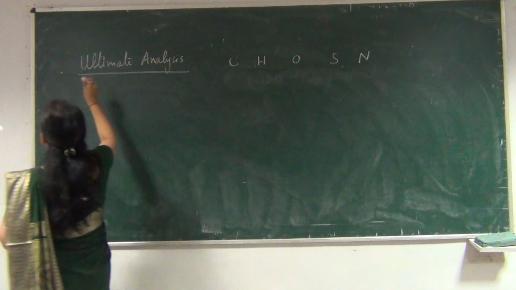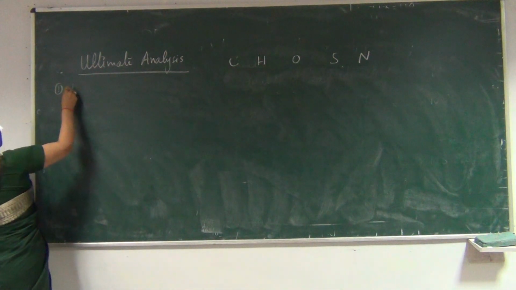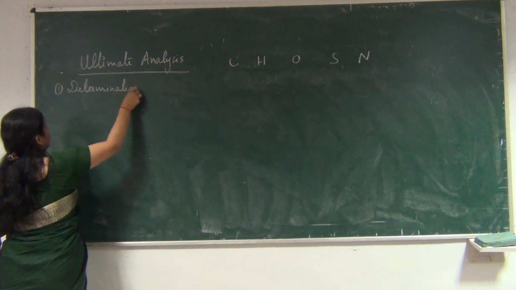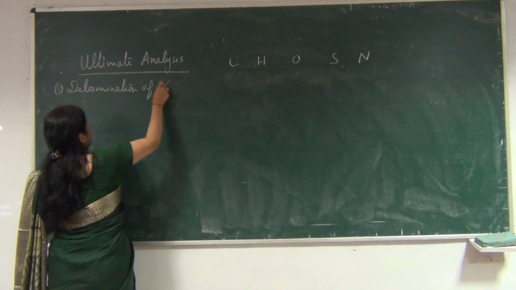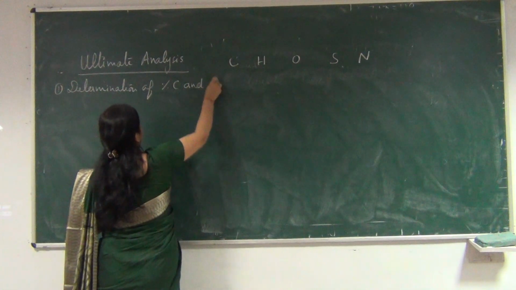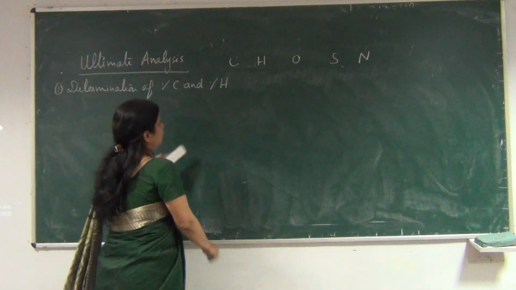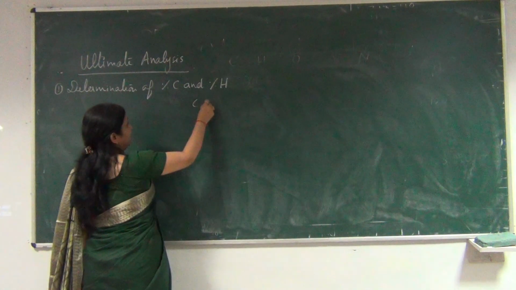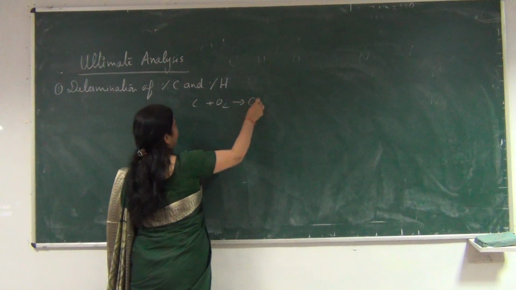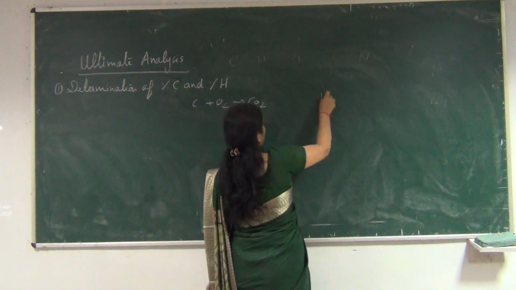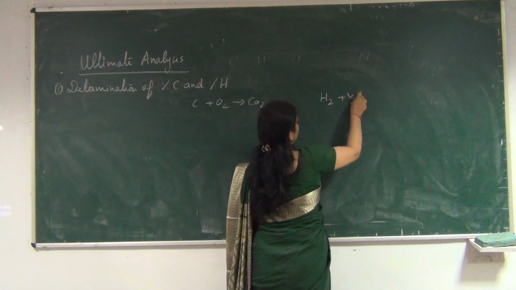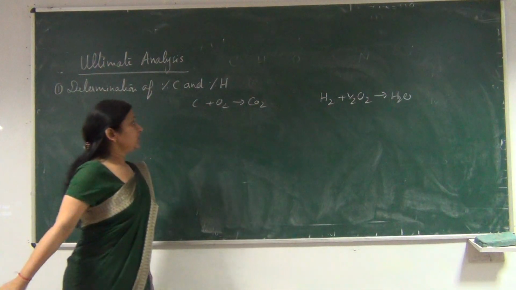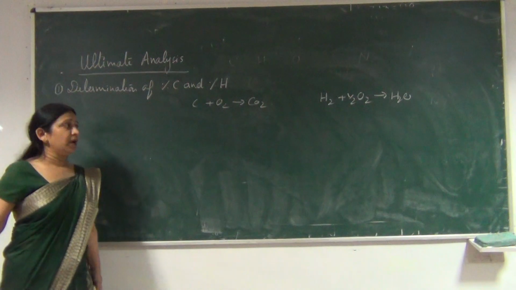So first is determination of percentage of carbon and percentage of hydrogen in the coal. Now, whenever carbon undergoes combustion, we get carbon dioxide, and when hydrogen undergoes combustion, we will get water. So these are combustion reactions of carbon and hydrogen.